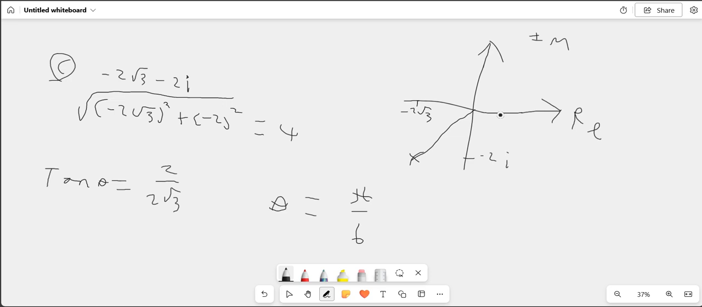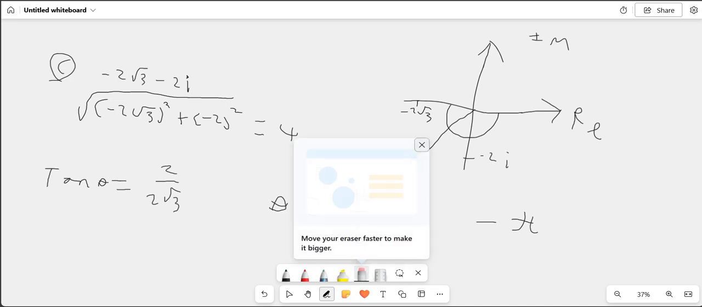Imagine I came all the way across like that. That's going to be minus pi. You get it? Because I'm going the other direction. I'm not going anticlockwise, I'm going clockwise now. So minus pi, I'm going down, minus. If it was above, it would be pi.